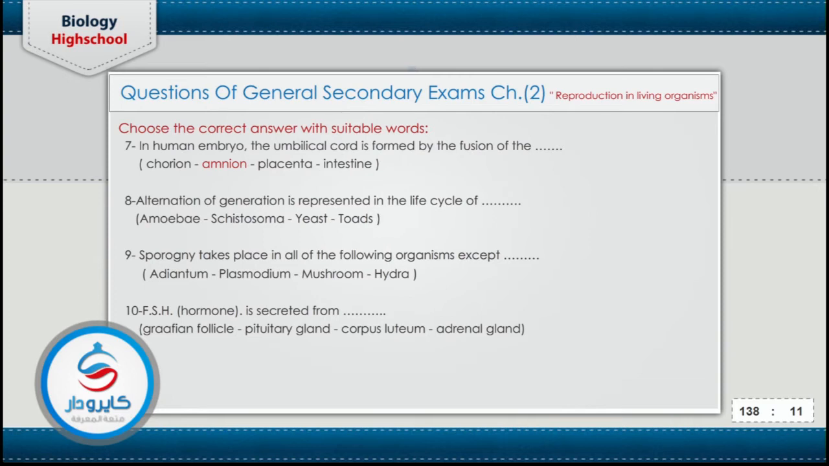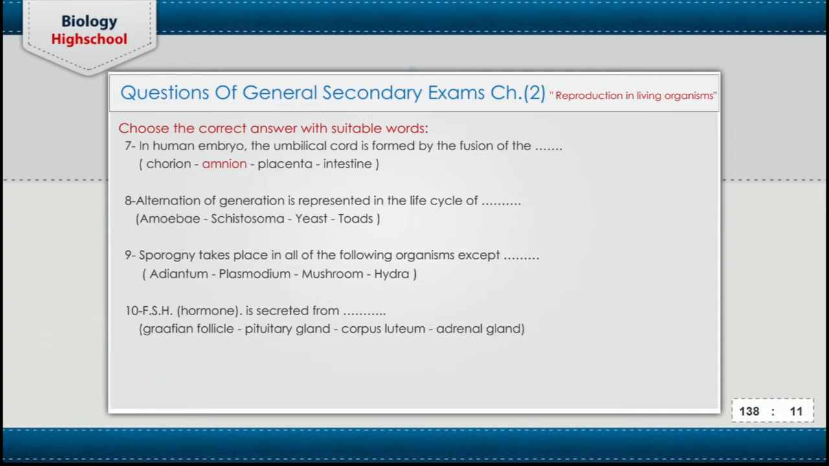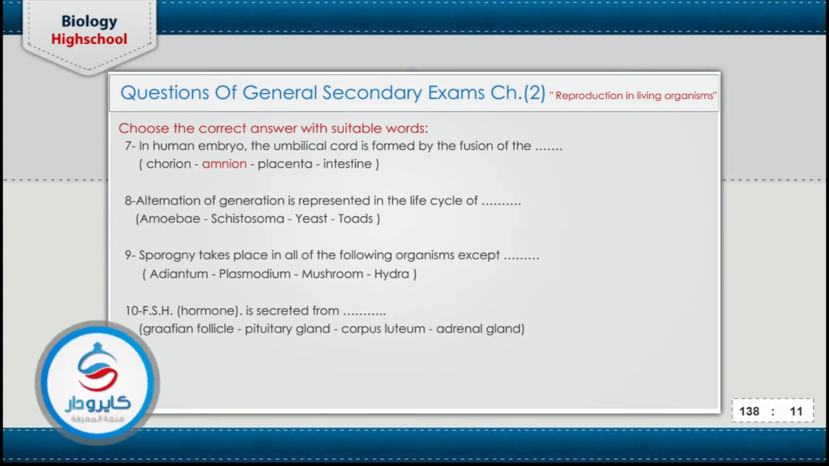The next question. Alternation of generation is reproduced in the life cycle of. We need a life cycle of alternation of generations, which means the cycle includes two generations. One is produced as a result of sexual reproduction, but the other as a result of asexual reproduction. So the amoeba is not the right answer, but Schistosoma, which is called the bilharzia worm, its life cycle includes the alternation of generation, which is the right answer. Yeast and toads are not the right answer. The next.